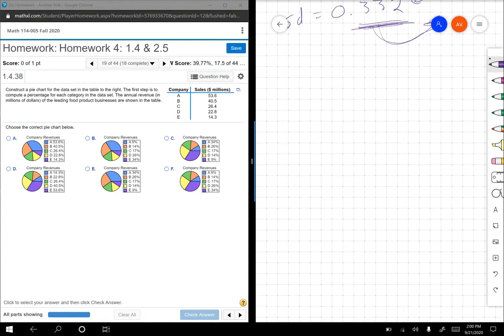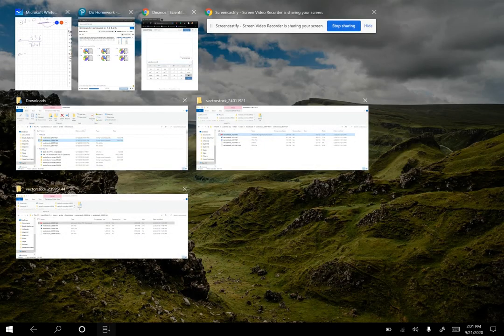Well, when I look at my table, they're in millions of dollars. But when I look at my graphs, they're in percents. So if I could just figure out what percent matched up with A, then I could figure out which one was the right answer. So let's do that. Let's say A is 53.6 million. But if I want to know the percent, I got to put the total on the bottom. So that means I have to add up all those other things. I'm going to pull up my calculator.